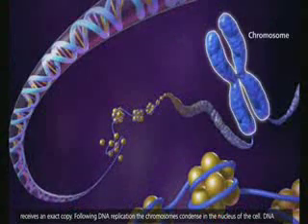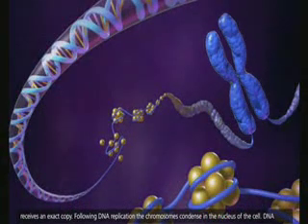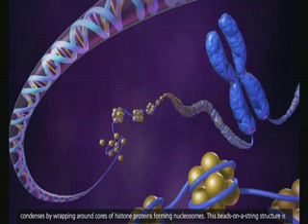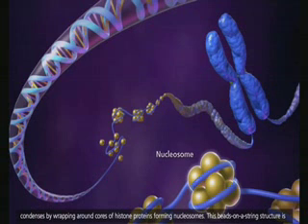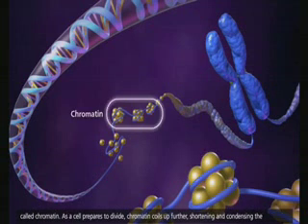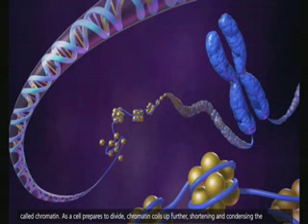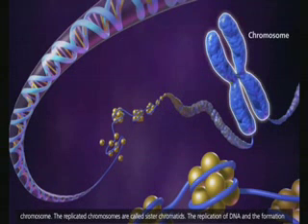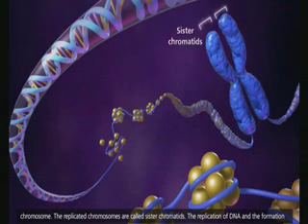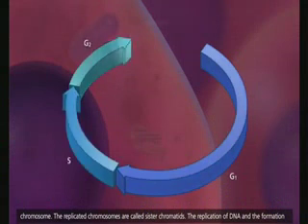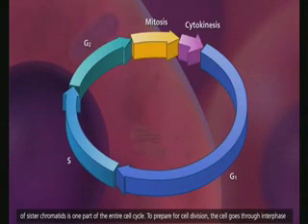Following DNA replication, the chromosomes condense in the nucleus of the cell. DNA condenses by wrapping around cores of histone proteins, forming nucleosomes. This beads-on-a-string structure is called chromatin. As a cell prepares to divide, chromatin coils up further, shortening and condensing the chromosome. The replicated chromosomes are called sister chromatids. The replication of DNA and the formation of sister chromatids is one part of the entire cell cycle.